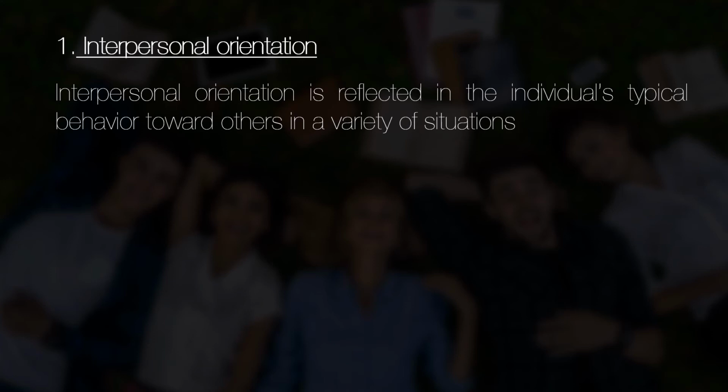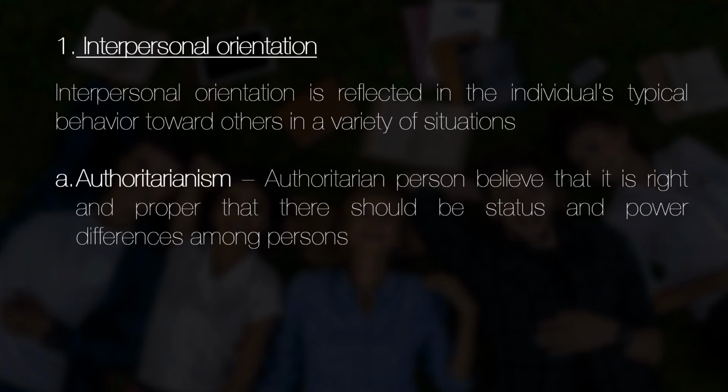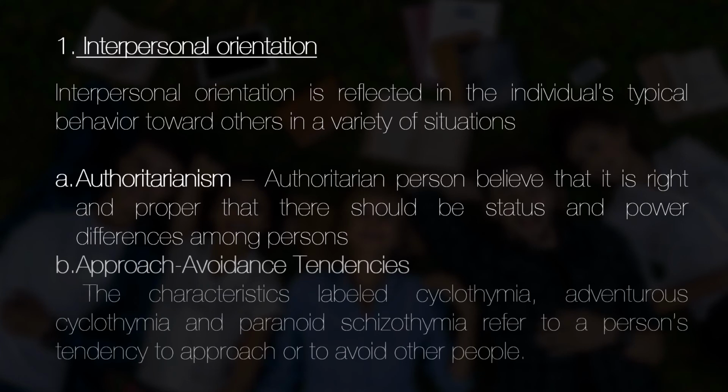circumstances. And next is authoritarianism. An authoritarian person believes that it is right and proper that there should be status and power differences among persons. Ibig sabihin po, a person has authority if he or she can command someone to do something without having to do anything other than issue a command, which is to say that the person who obeys recognizes the authority of the person who commands as legitimate or correct. And next is approach avoidance tendencies.